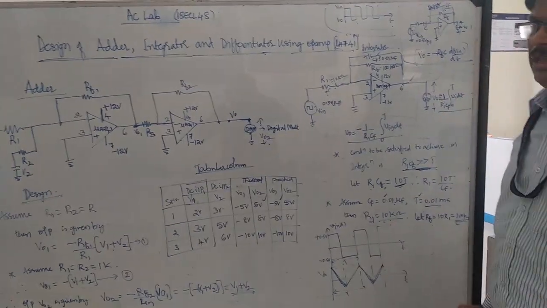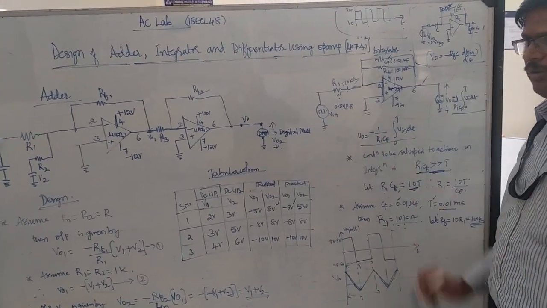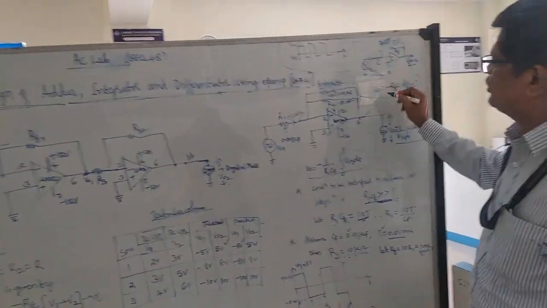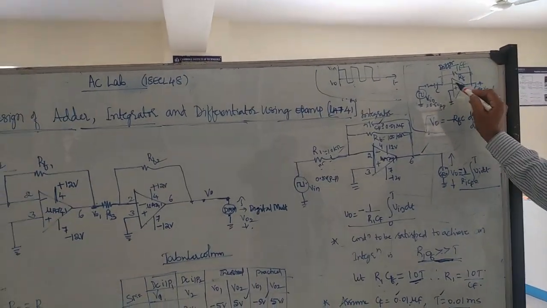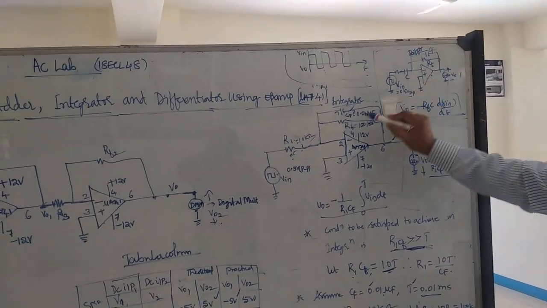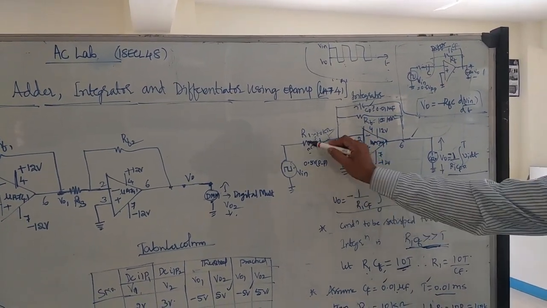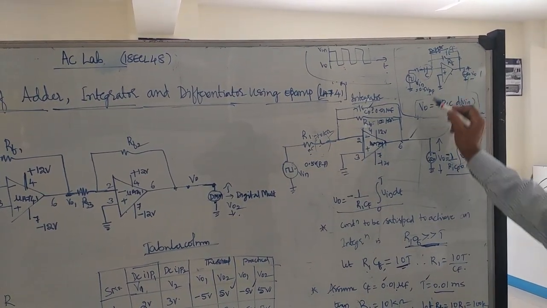If you give x, you will get the integration of x square. In the same way, for differentiation, you connect the op amp right here. What is the only change? This C_F right here, one more C you have to add inside instead of R1. That's what we will get.